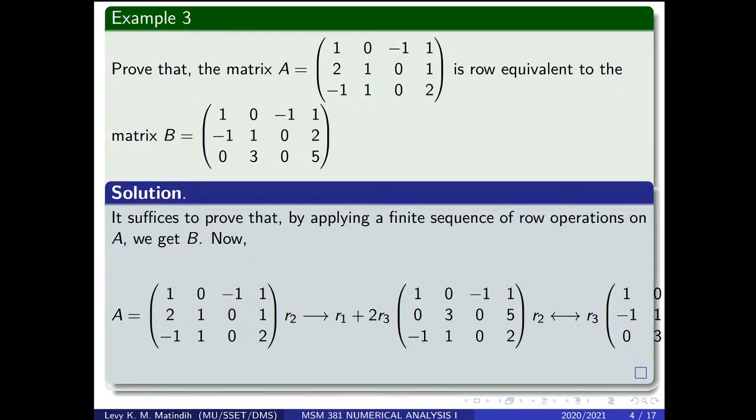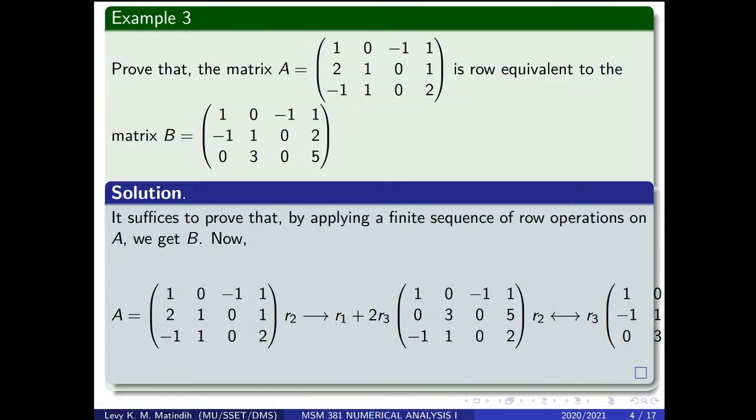Now, an example, example number 3. What example number 3 is trying to do is explain what definition number 2 is talking about. Prove that the matrix A, with these entries, is row equivalent to the matrix B with these entries. The matrix A is row equivalent to the matrix B.